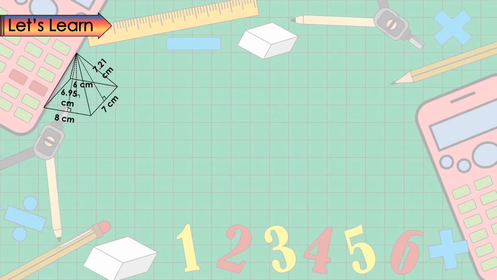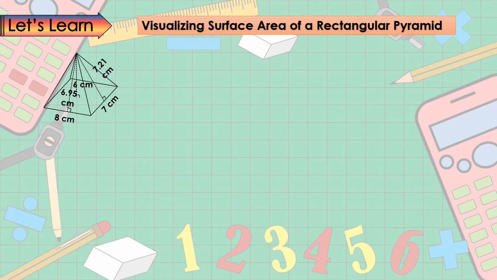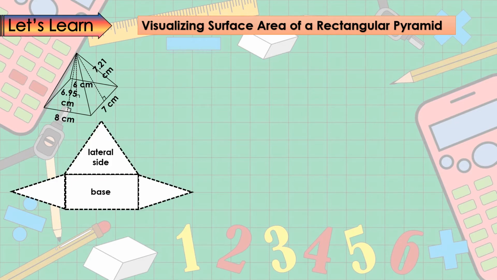Okay, so let's proceed now in visualizing the surface area of our rectangular pyramid. So like what we did on the previous shapes or figures, we are going to cut it open. So we have the base, which is a rectangle, followed by your lateral sides.